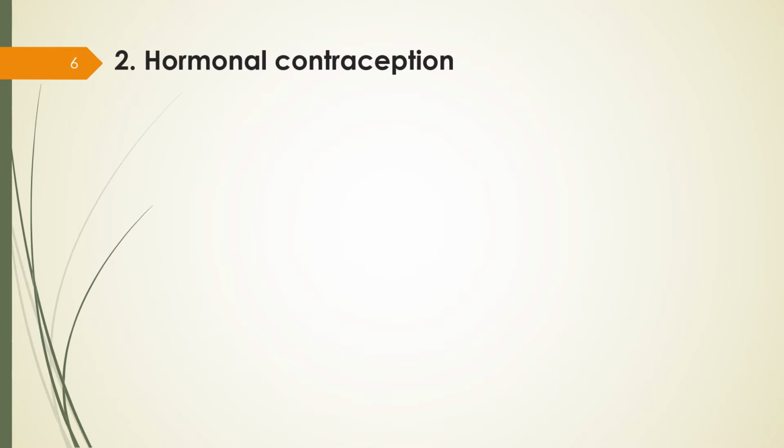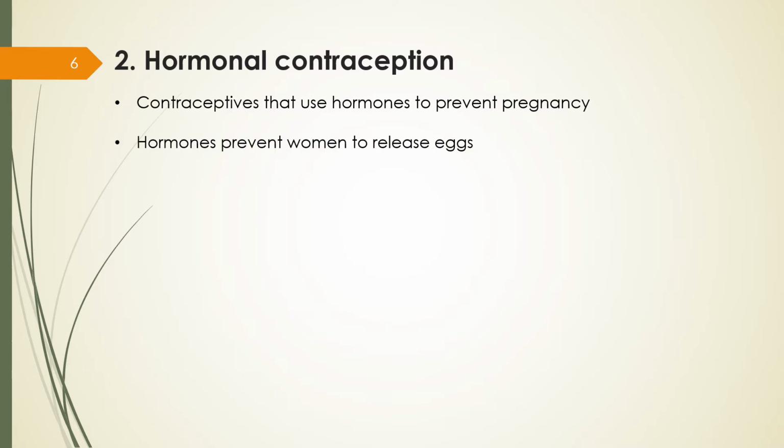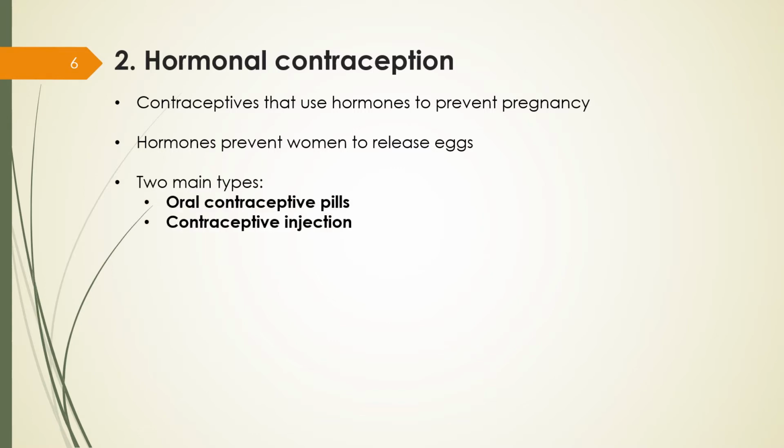Now the second type is hormonal contraception. As the name says, it uses hormones. So you take contraceptives that use hormones to prevent pregnancy, and these hormones prevent women from releasing the eggs. There are two main types, oral contraceptive pills and contraceptive injection. These two are basically hormones and there are different types of combination. So you need to talk to your doctor. For all of them, you need to talk to the doctor to check what's best for you.